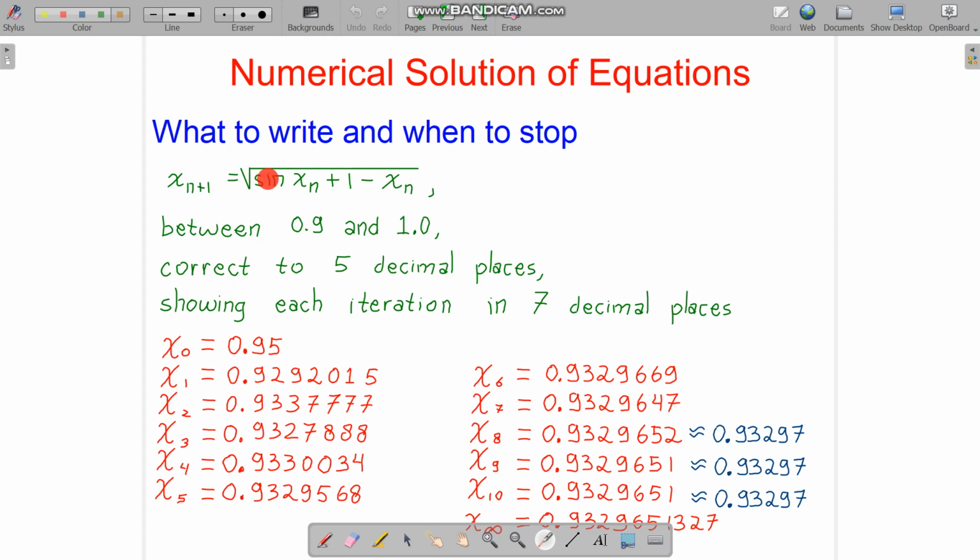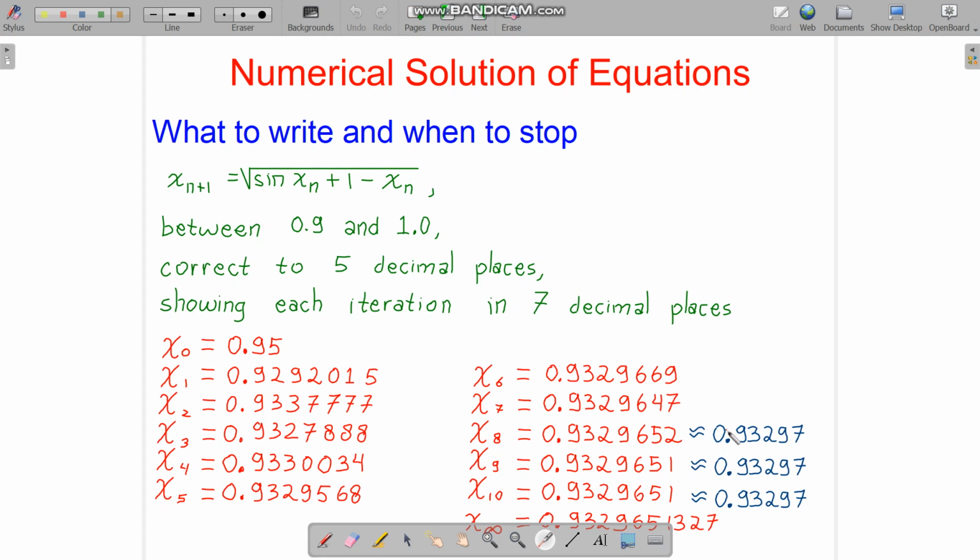What to write and when to stop. So let's say this is the iterative formula. Between this and this, correct to 5 decimal places, showing in 7 decimal places. So we use the initial estimate, the midpoint, and you put the 0.95 here and here, you get 0.9292015, and you keep using the answer button, press equal sign, and so on. So you have to write in 7 decimal places, so be careful when rounding off, and just look at the result when you round off.